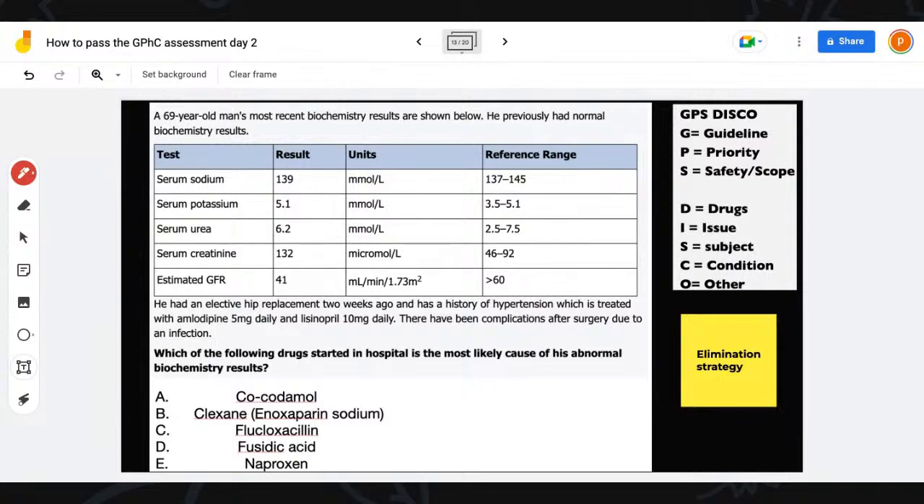It's enough to just know that NSAIDs, right? All your NSAIDs affect your kidneys, right? So they may be dangerous for anyone that's got any renal impairment. So because serum creatinine is out of range and GFR shows it, whichever drug you're looking at is one that affects your kidneys, which is going to be your NSAID.